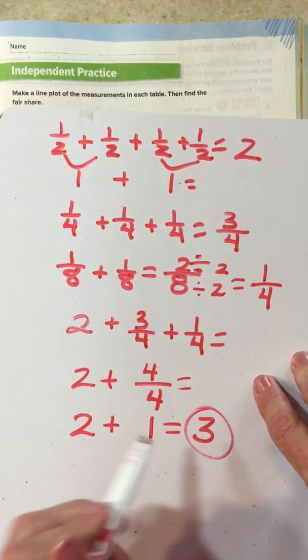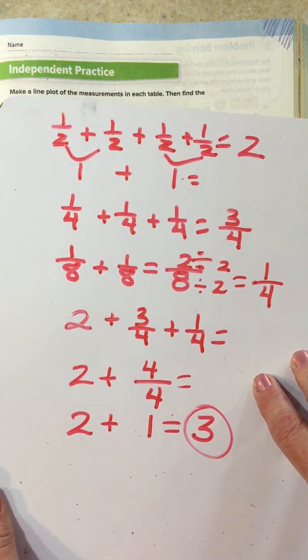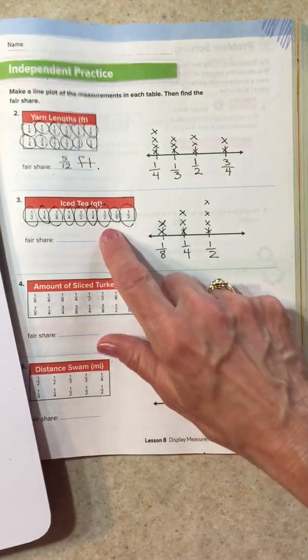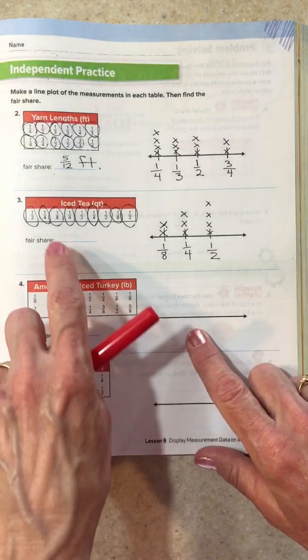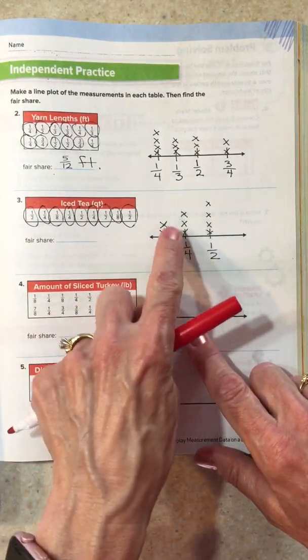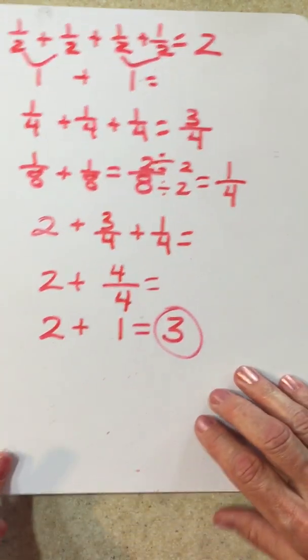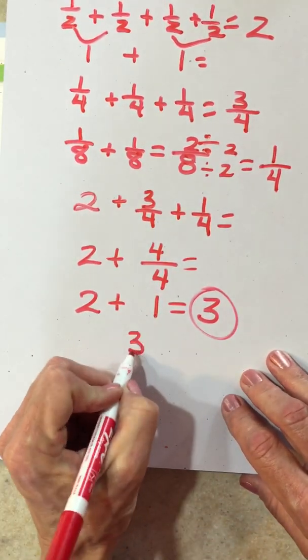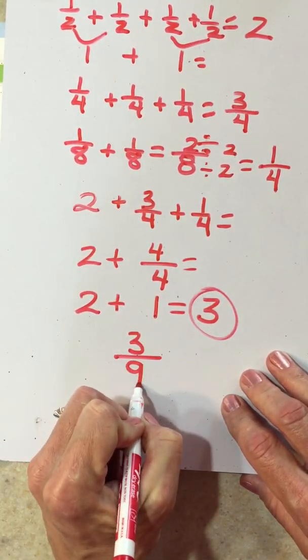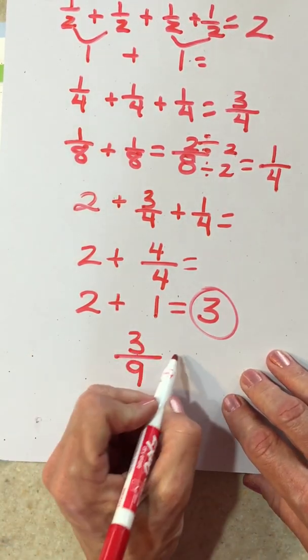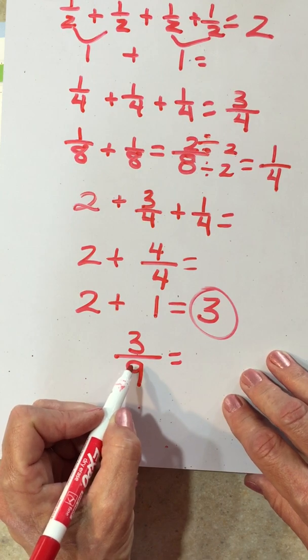That's your final answer for that. Well, you have to divide it by the number of fractions that were put together in our line plot. And there were 1, 2, 3, 4, 5, 6, 7, 8, 9 fractions that were entered. So it's 3 divided by 9. And I know that 3 is a multiple of 9, so I can just simplify it.